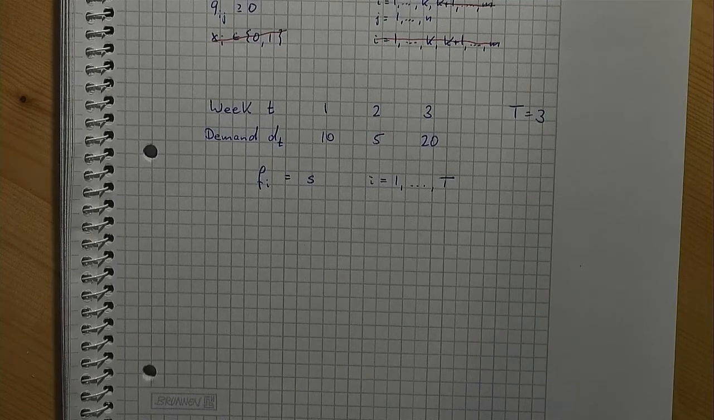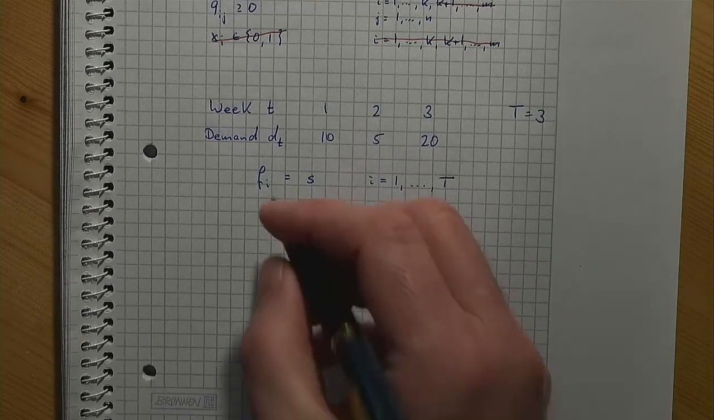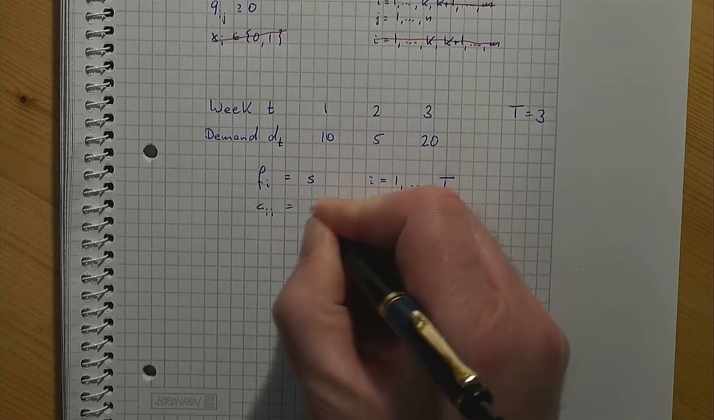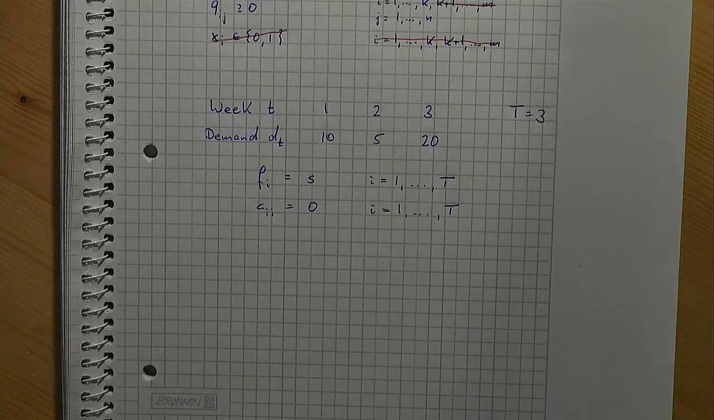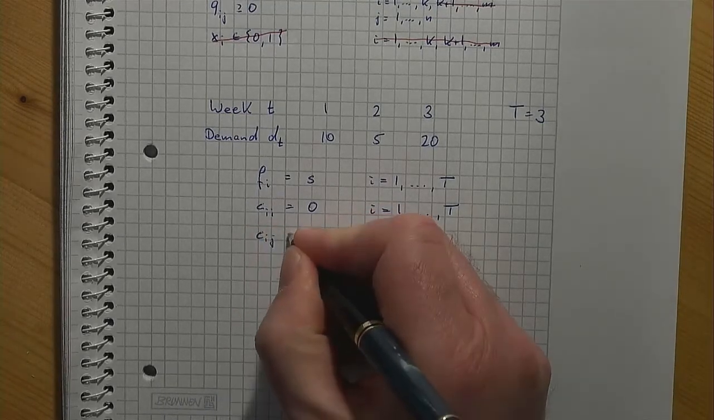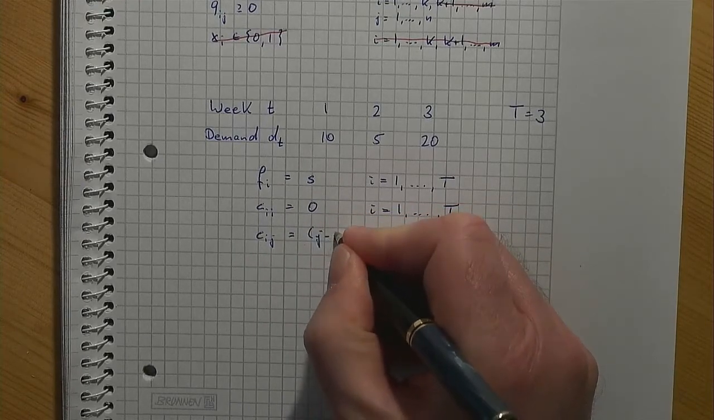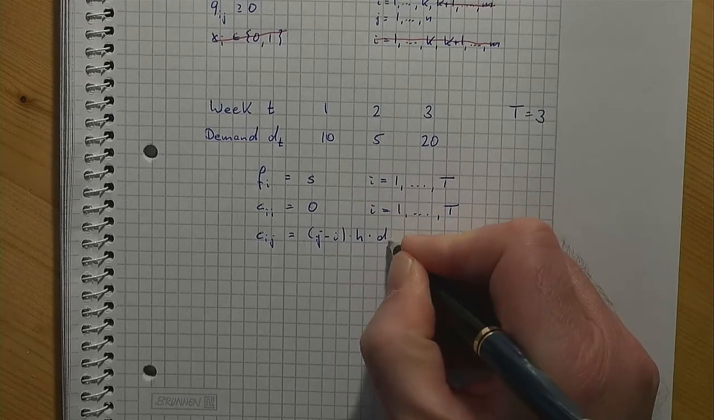A few examples reveal how this cost should be defined. If a facility in period i meets the total demand in that very same period, the cost, the holding cost to be more precise, is 0. Hence, c_ii equals 0. If a facility in period i meets the total demand in a period j greater than i, we have to keep the items on stock for j minus i periods. Hence, the cost to fulfill the total demand in period j with an order in period i is c_ij equals (j minus i) times H times d_j.